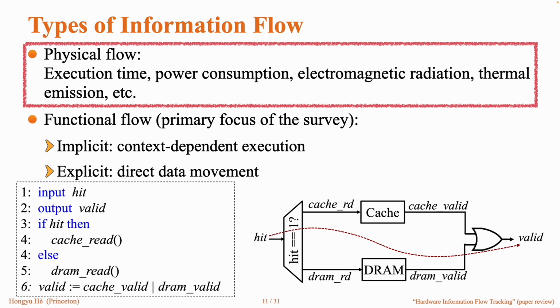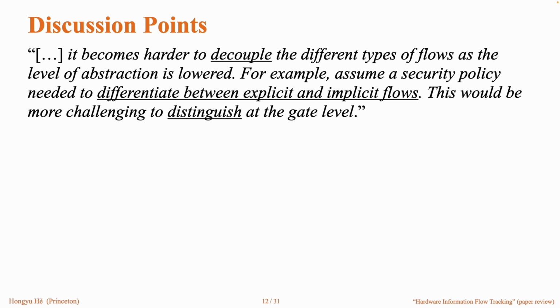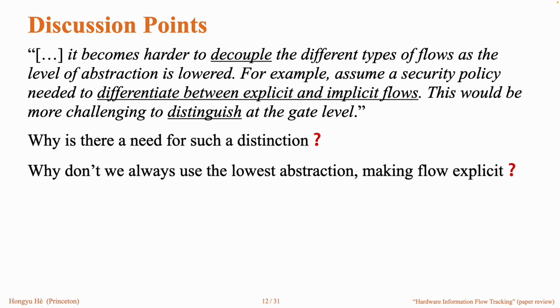Yeah, I was thinking, well, if we already have the category of implicit and explicit, then there's no need to separate the physical flow, right? We can just call it the implicit flow already. And also, they were saying that by lowering the abstraction, it's getting harder and harder to say which flow is implicit and which flow is explicit. And I was thinking, well, why do we need such a distinction in the first place, right? Or, well, maybe it's useful, I don't know.